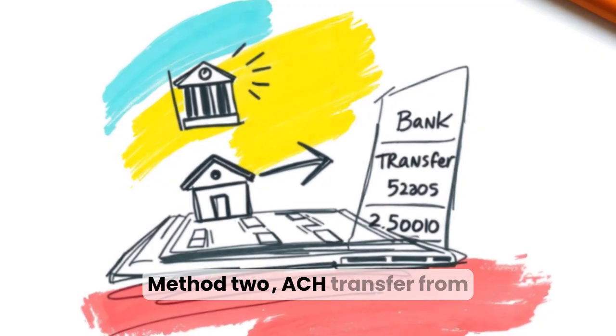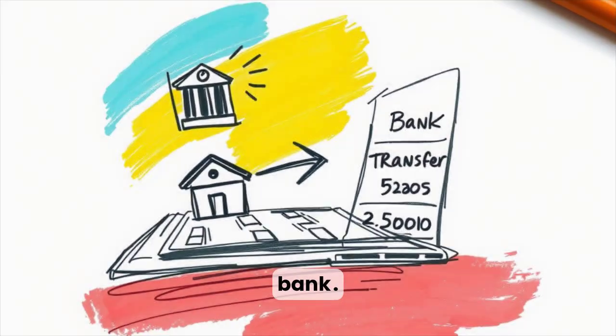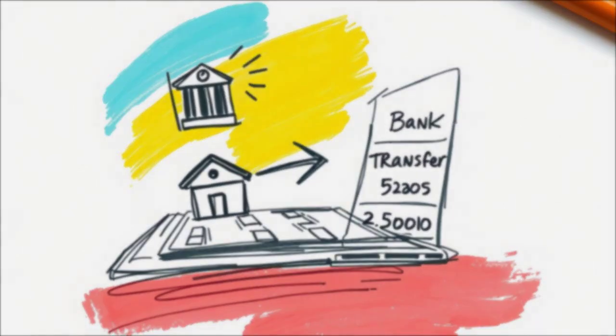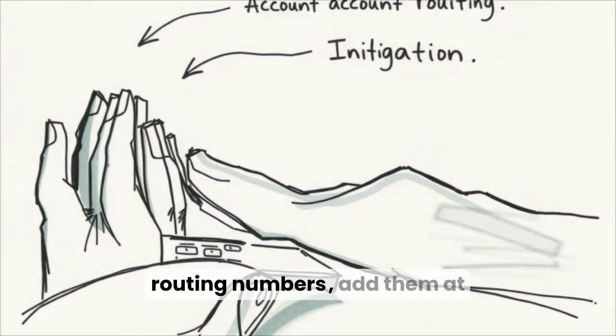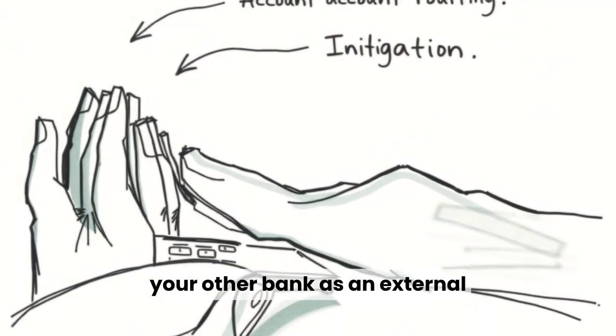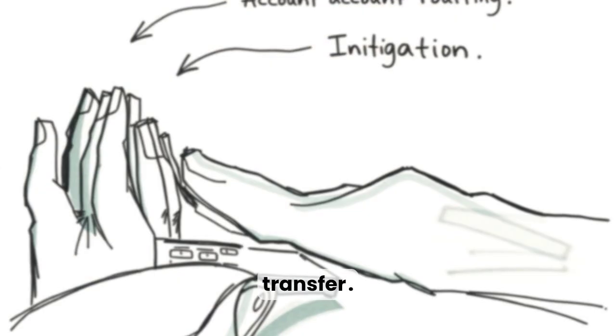Method 2. ACH transfer from another US bank. It's electronic and often free. Find your new account and routing numbers. Add them at your other bank as an external account, then initiate the transfer.